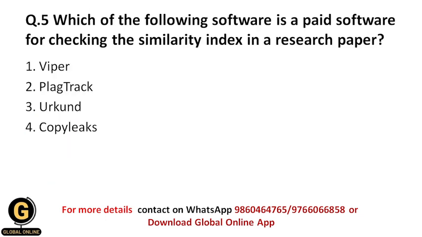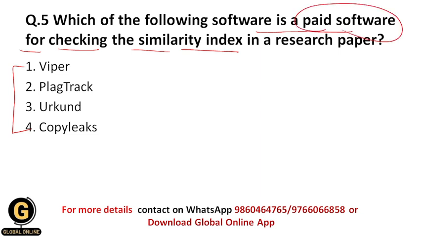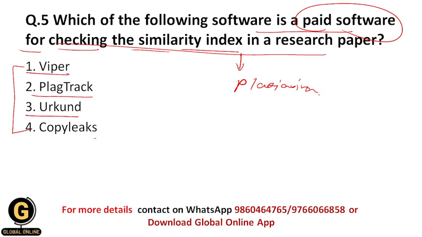Okay, which of the following software is a paid software for checking the similarity index in a research paper? Now they have given you different options, and from these options, which is a paid software that we can use to check the similarity index in a research paper? Checking similarity index in a research paper means that you are checking the plagiarism itself. So now let us see the options: Viper, Plag Track, Urkund and Copyleaks.